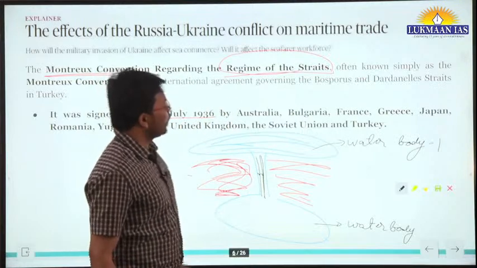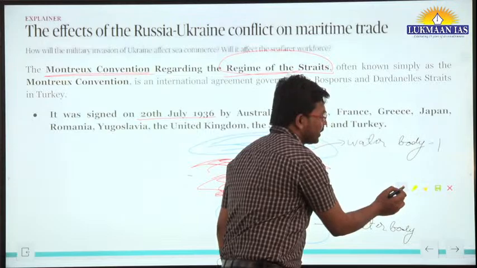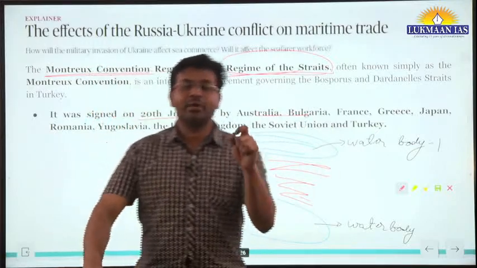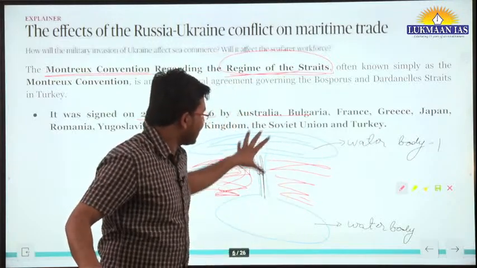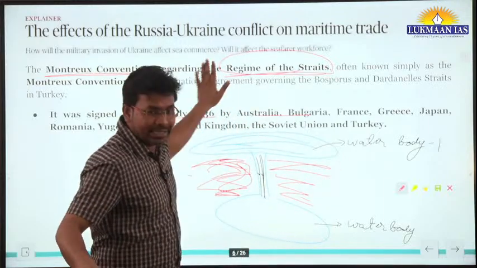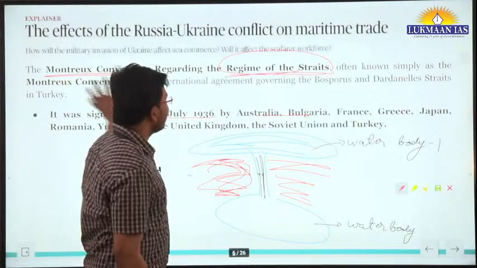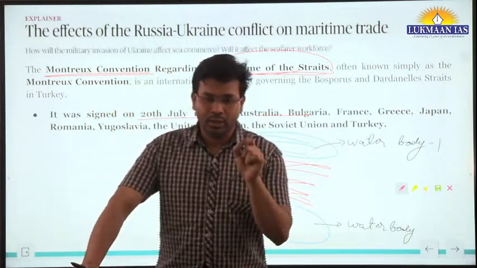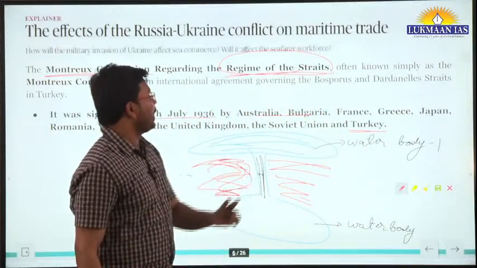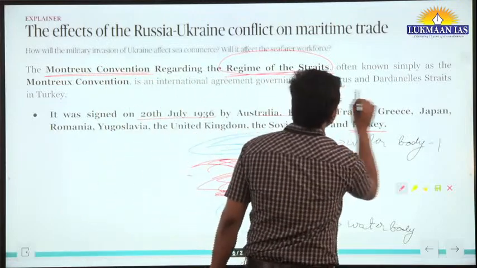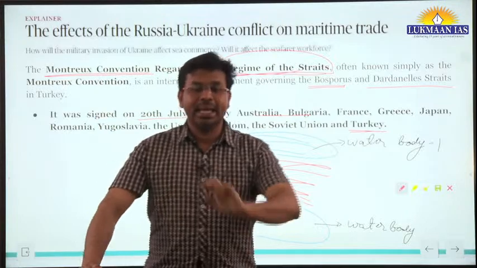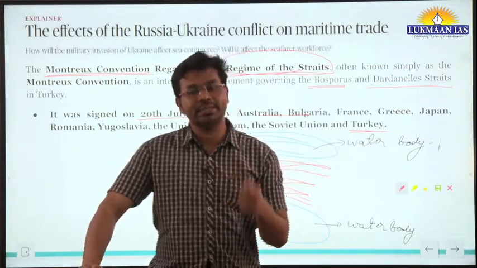Here we are talking about the Montreux Convention, which talks about the regime of the straits, meaning how the straits are governed: which kind of ships can pass through and which kind cannot. It is mentioned in this convention. The Montreux Convention gives Turkey the right to administer two straits. One is the Bosphorus Strait, the second is the Dardanelles Strait. These two straits are governed by Turkey.